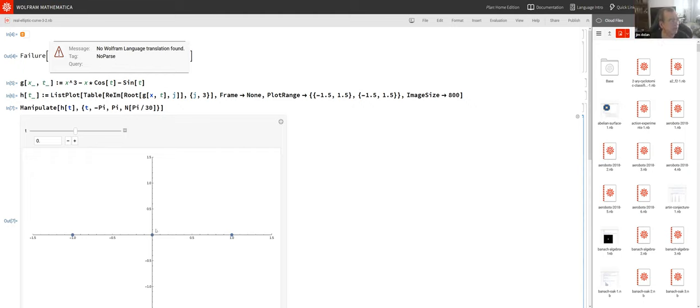So this one here has four real branch points. How do I look at those three dots and see four real branch points?